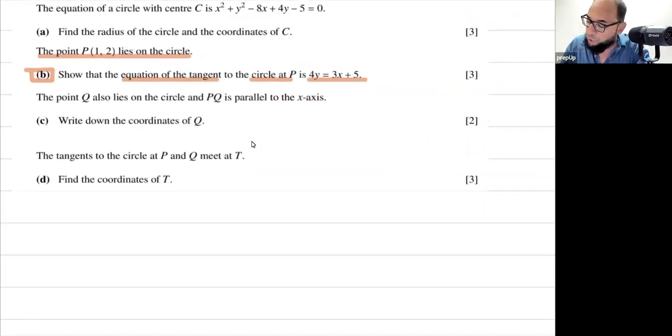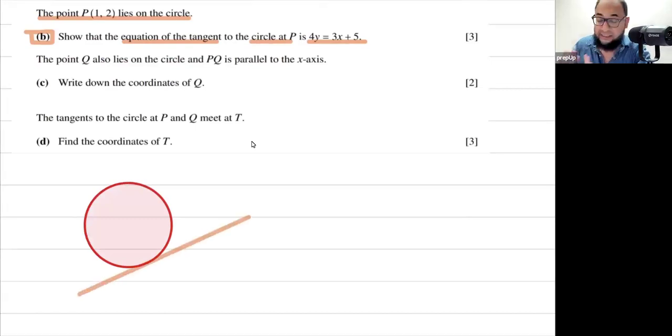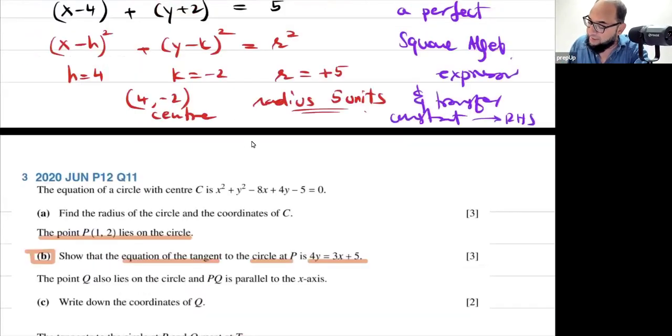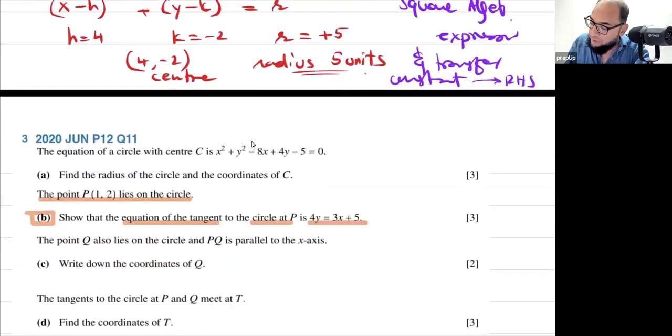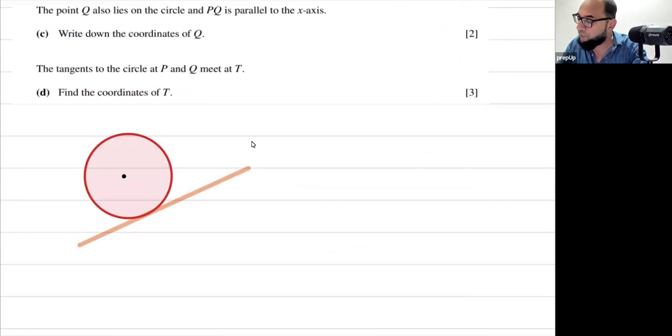Now, let me just draw a small diagram to illustrate this idea. Let's say this is a circle, and let's say this is the tangent going like this. This is just a rough diagram. So over here, we have the center. What is the coordinate of the center? C, that is (4, -2). So over here is C, and C is (4, -2).